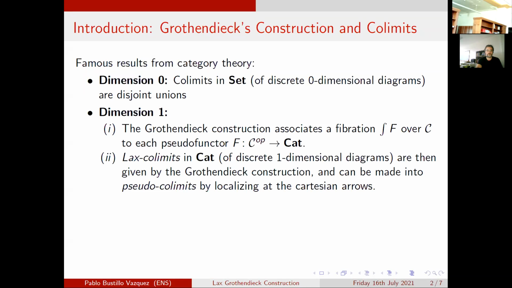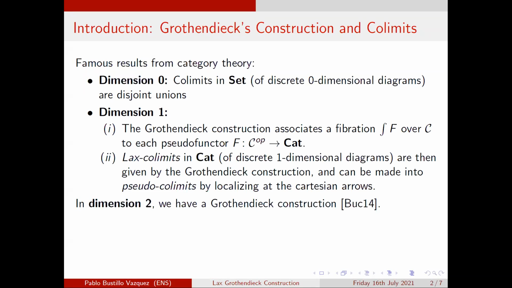If you have an indexed family of categories, that would be a pseudo functor from C, a category, to Cat, you can construct a sort of disjoint union, which is the Grothendieck construction. Similarly, the Grothendieck construction is immediately a lax colimit of this diagram. And you can also compute pseudo colimits by simply localizing at the Cartesian arrows.